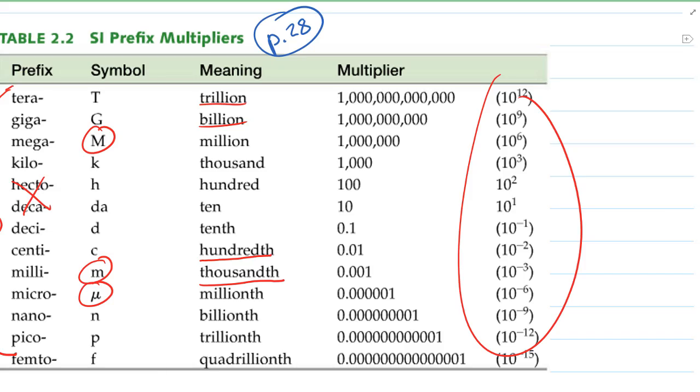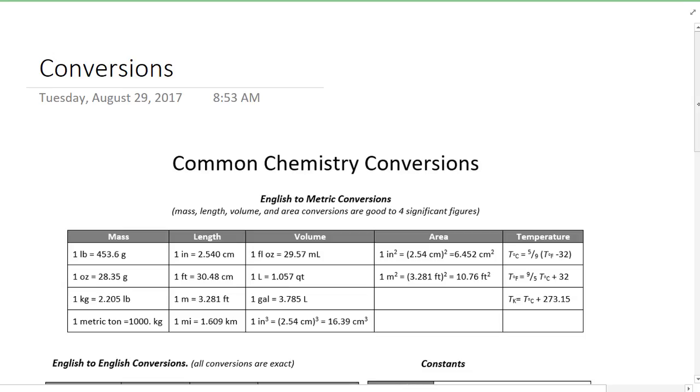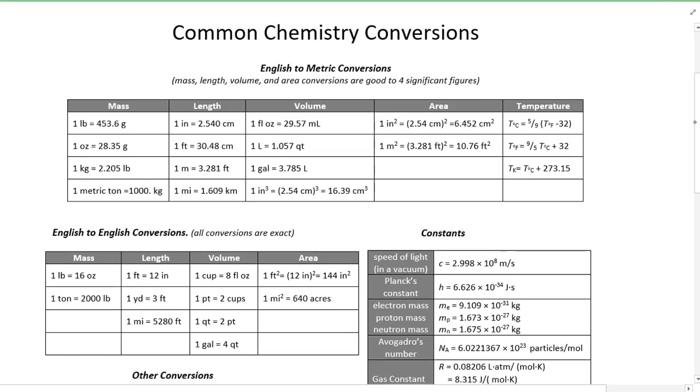Now in your syllabus, you have a set of conversion factors. Let's go ahead and pull that conversion sheet out. Looks like this. Now this conversion sheet is something that you will always be able to use on your exams. You'll always be able to use this on your exams.